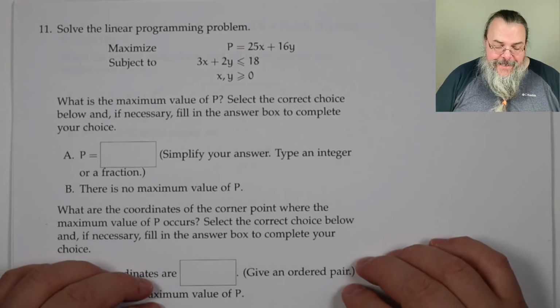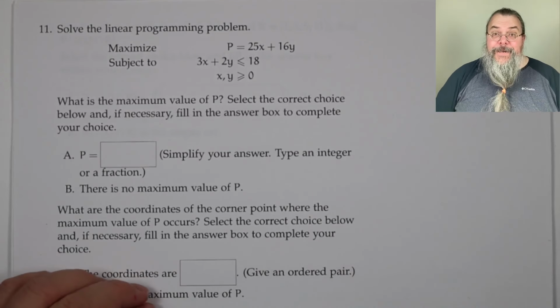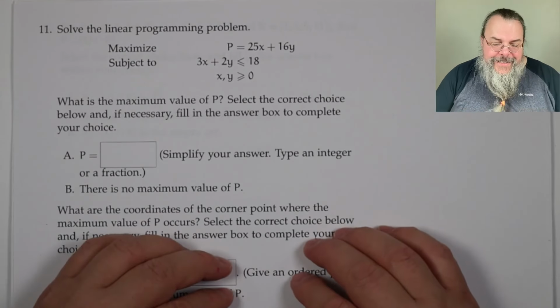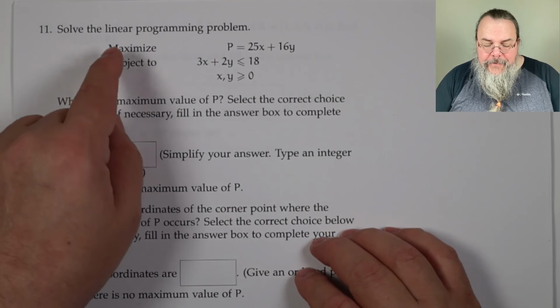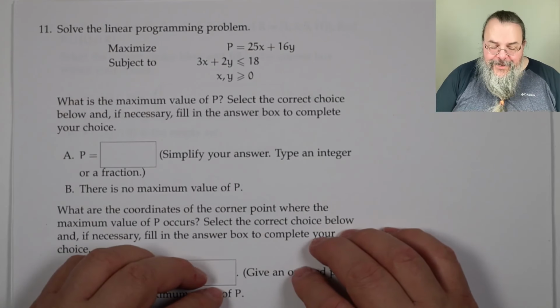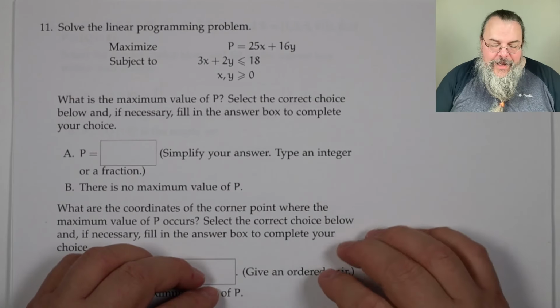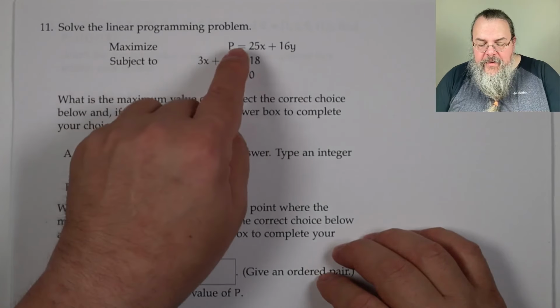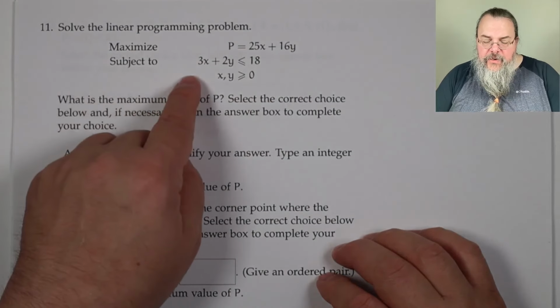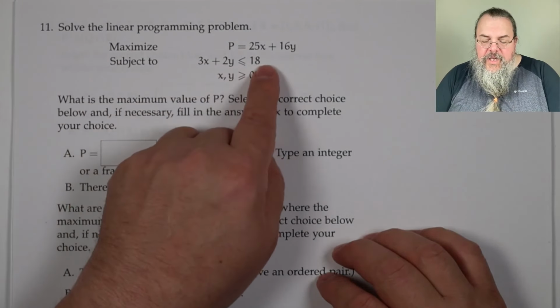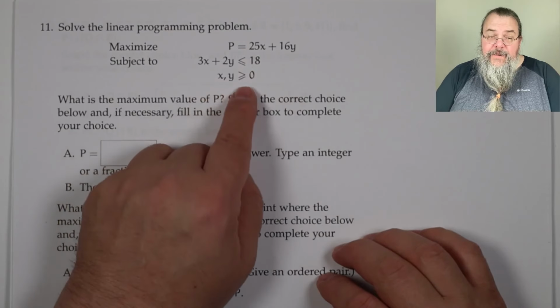Number 11. This will be our halfway if we finish it. All right, let's see what we have. We are going to solve the linear programming problem. Okay, cool. So we're asked to maximize P, which is 25x plus 16y, subject to 3x plus 2y less than or equal to 18, x, y greater than or equal to 0.